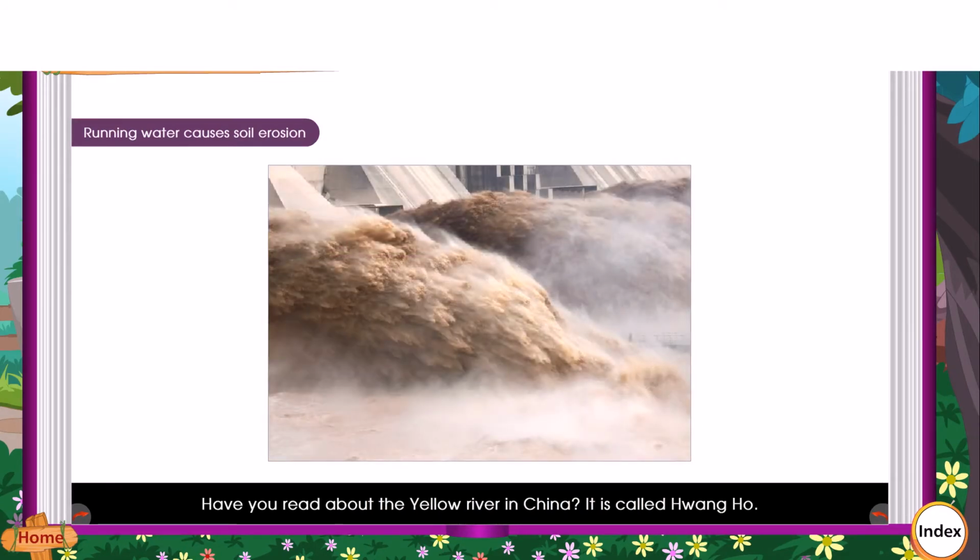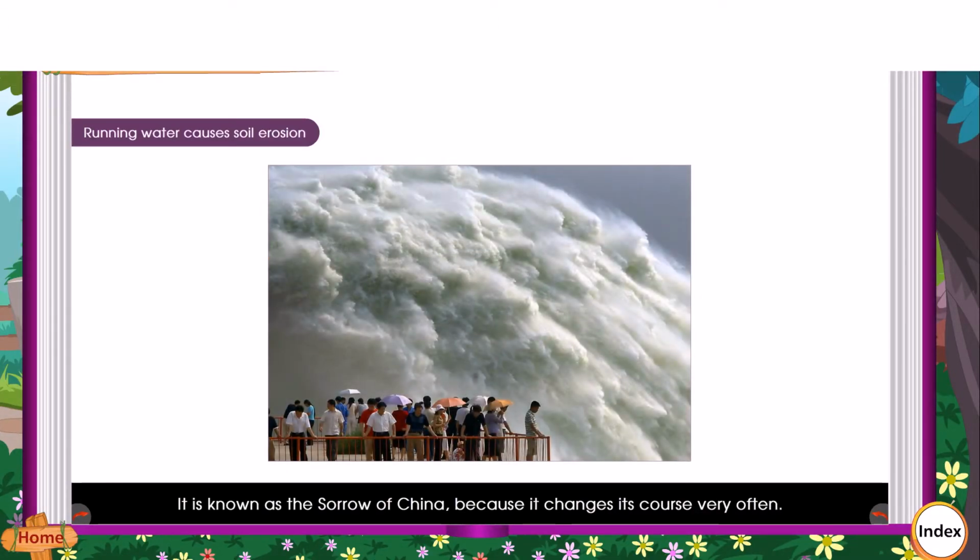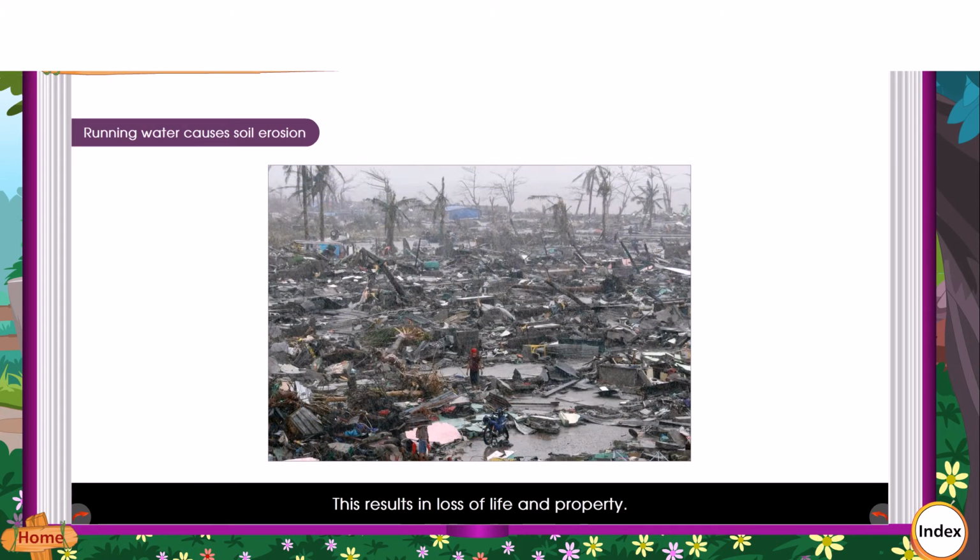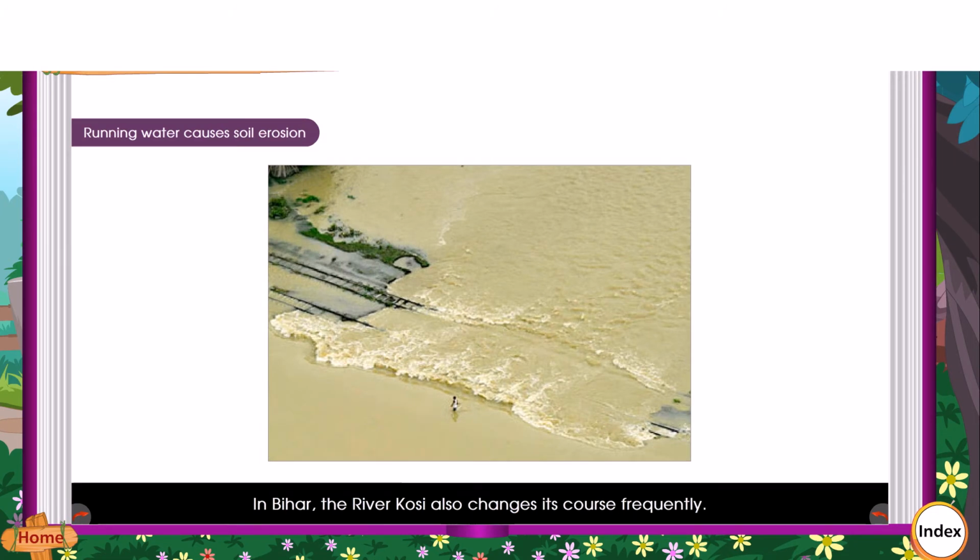Have you read about the Yellow River in China? It is called Huang He. It is known as the sorrow of China because it changes its course very often. This results in loss of life and property. In Bihar, the river Kosi also changes its course frequently.